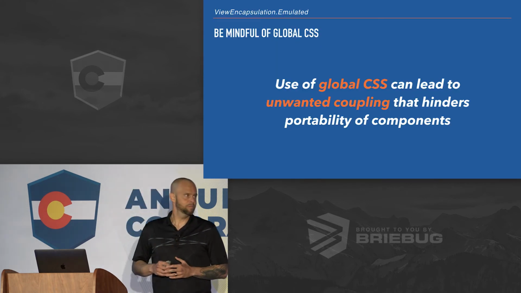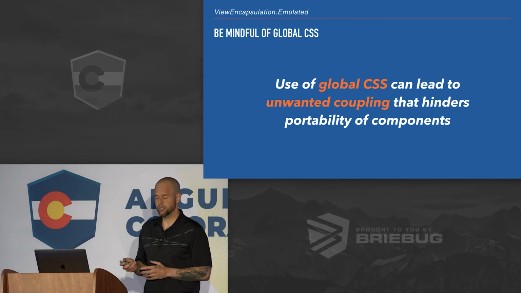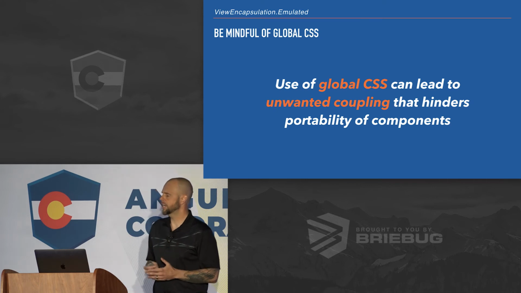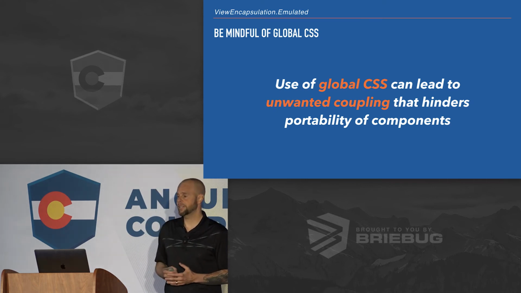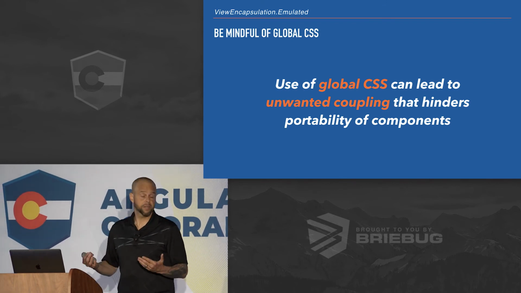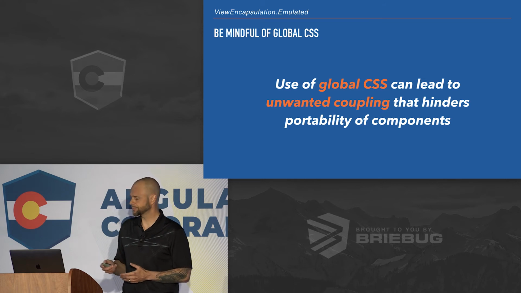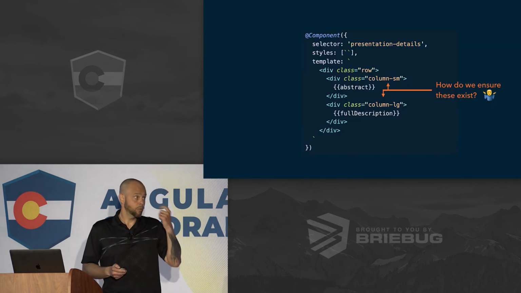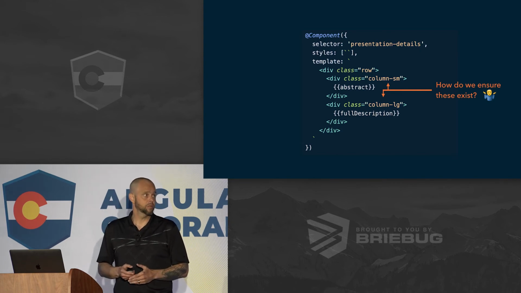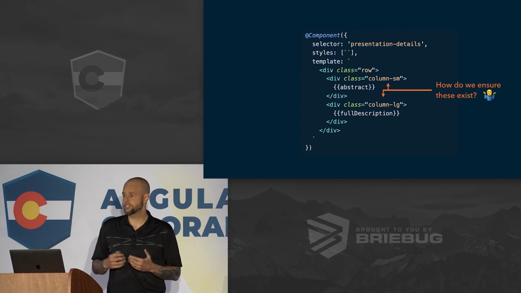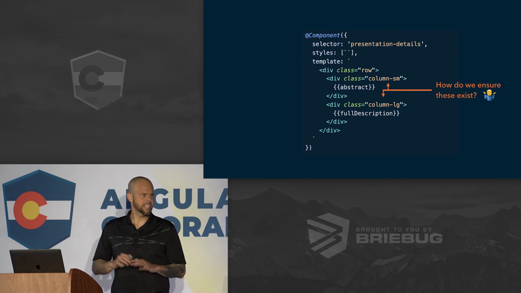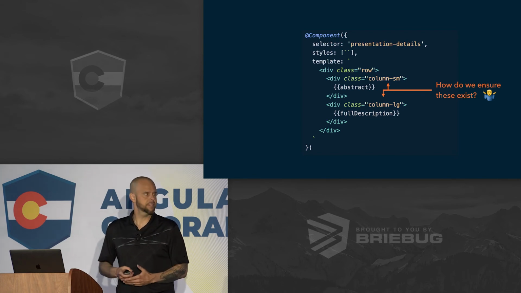All right, next tip, be mindful of global CSS. It's certainly okay to use global CSS, but you just kind of want to think about the fact that if you do, you run the risk of some unwanted coupling with your component that may hinder the portability of it to be able to use it in different places or different apps, or to put it in an Angular element and deliver it somewhere else, right? So in this scenario here, we have a bunch of divs that have classes on them that we're using. We need to know where those class values come from and ensure that they get shipped if we deliver our component elsewhere. So those are some of the things that could come up. Again, it's okay to use global CSS. Just be aware of this sort of scenario, right?